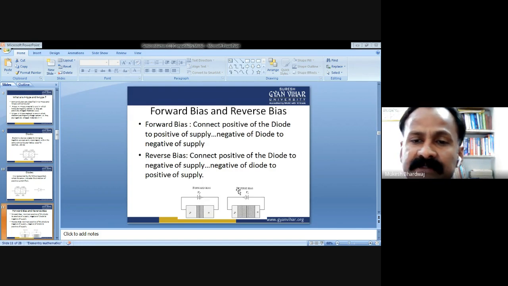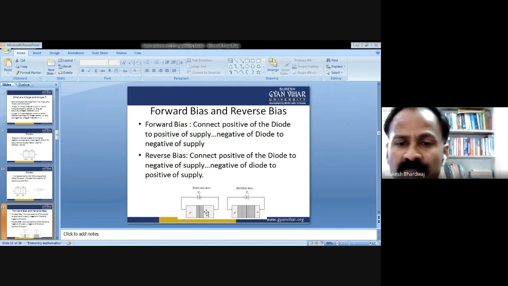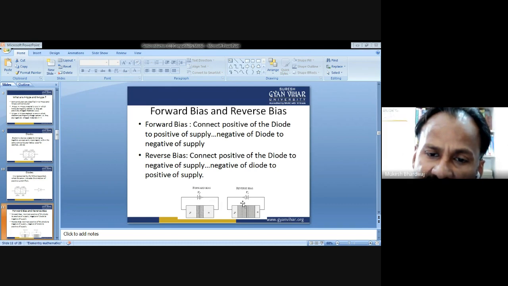Now, forward bias and reverse bias. What I have been discussing is what happens when you connect the diode across the terminals of a battery. When current flows through the diode, it is known as forward biasing, and when current does not flow through the diode, it is known as reverse biasing. Forward biasing: connect the positive of the diode to the positive of the supply, and the negative of the diode to the negative of the supply. Reverse bias: connect the positive of the diode to the negative of the supply and the negative of the diode to the positive of the supply. This is the arrangement of forward bias and reverse bias, as you see from the diagram.